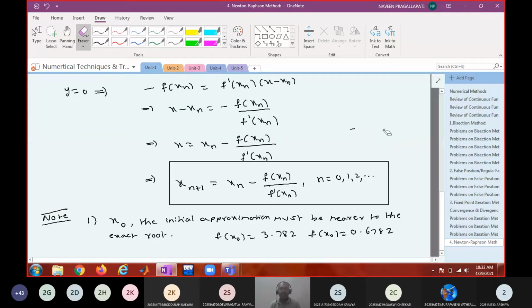Do you agree? So when you find x naught by the trial and error method, you keep on guessing a few values and observe the functional values. You take x naught as an initial approximation. If its magnitude is less than 1, between -1 and 1, then take that x naught as the initial approximation. Definitely that will lead to a convergent sequence. Is that clear?